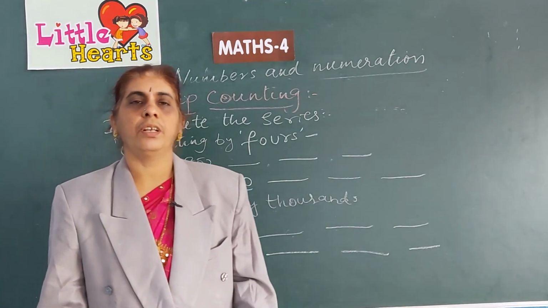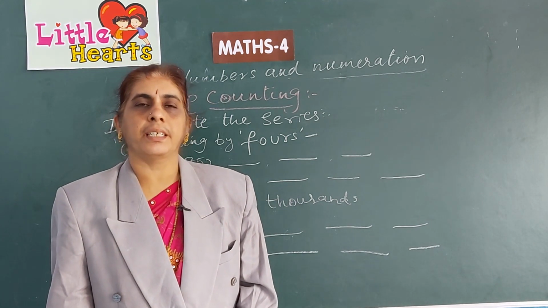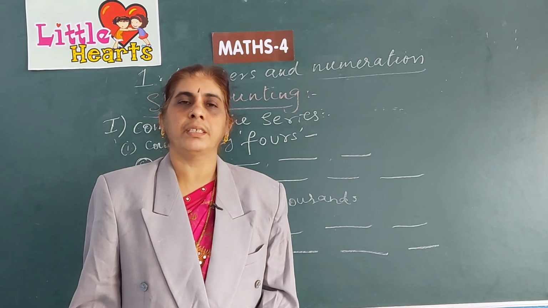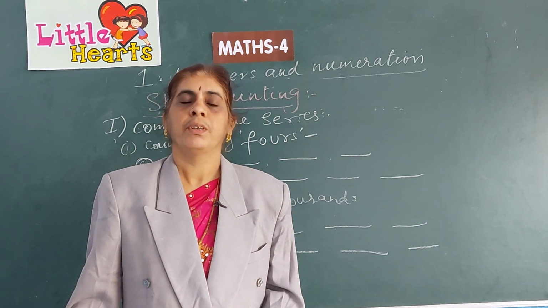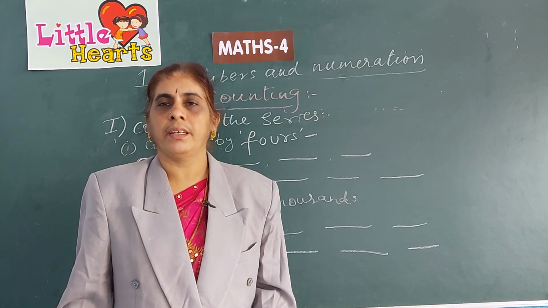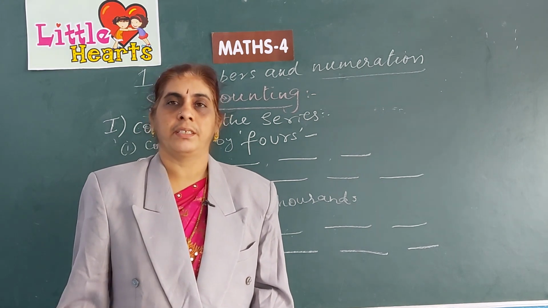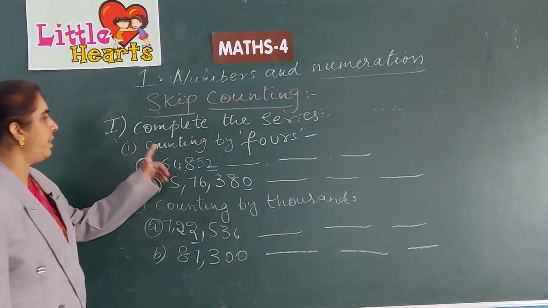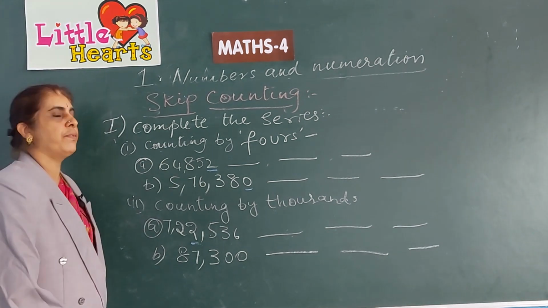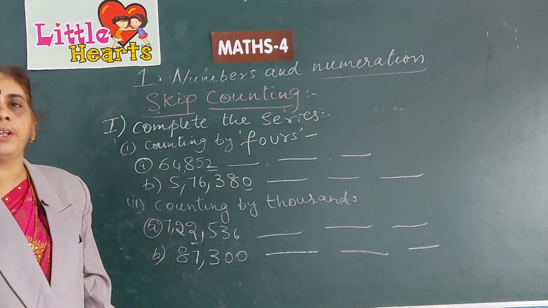Good morning, children. Already we discussed skip counting, that is a sequence of numbers following a fixed gap. Now you are going to write skip counting in 5-digit numbers. Complete the series by counting by fours. So the gap between two numbers should be 4.